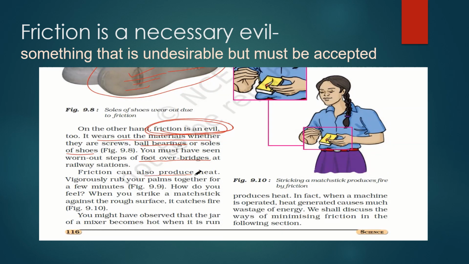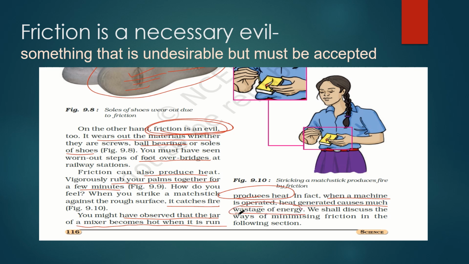Now, friction can also produce heat, that is another thing. If you rub your palms together vigorously for a few minutes, you will see heat is produced. When you strike a matchstick against a rough surface, it catches fire. You might have observed that a jar or a mixer becomes hot when it is run, producing heat. In fact, when a machine is operated, heat is generated, which causes much wastage of energy.